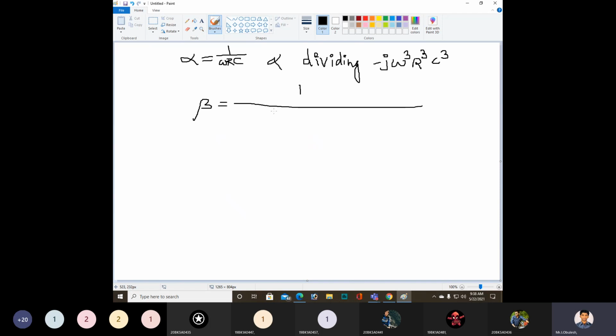Okay, we'll see that later. So here we are getting 1. Why are we getting 1? Here we have minus j omega cube r cube c cube, and in this place we also have minus j omega cube r cube c cube. So we are dividing with this only, and because of that reason we are getting 1 here.